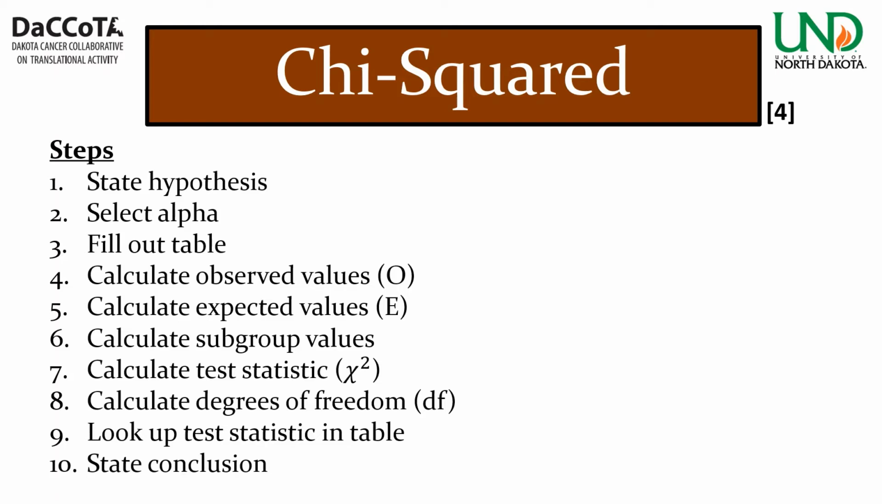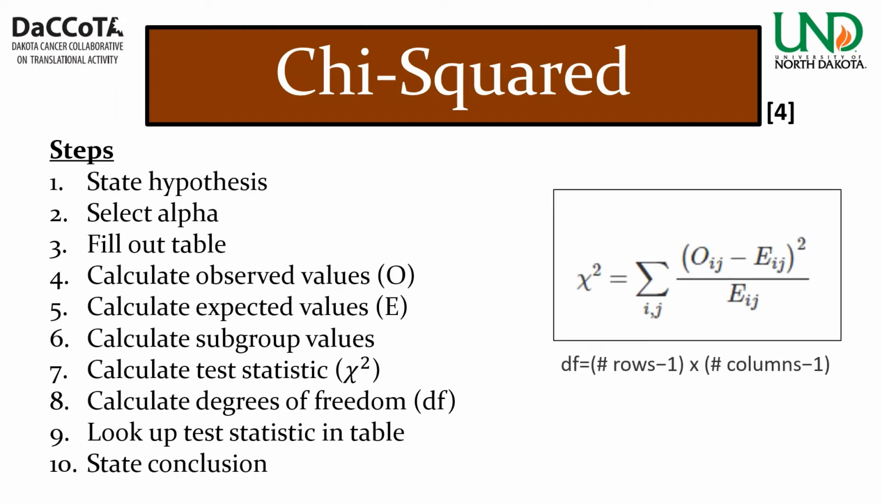test statistic was significant. So here's some more information. This is how we actually calculate our test statistic. It's the sum of the observed minus expected, squared, over expected. We'll get subgroups for each of these and then sum them all together. And the degrees of freedom is the number of rows minus 1 times the number of columns minus 1.